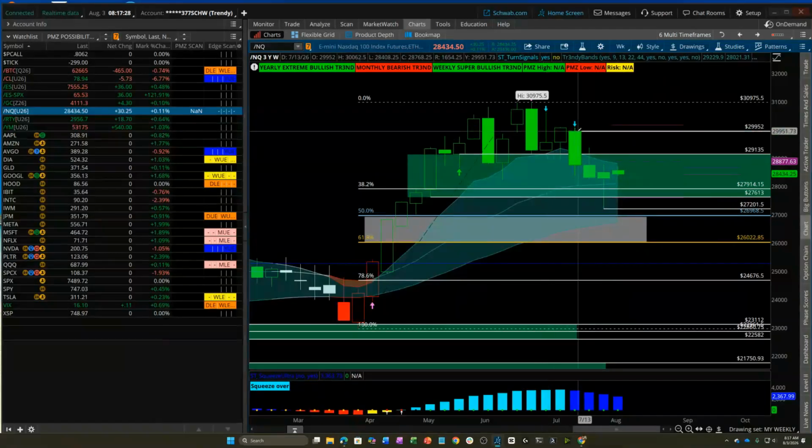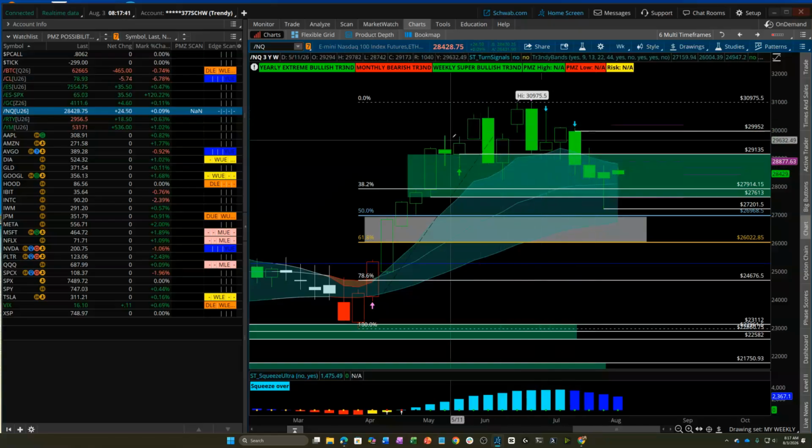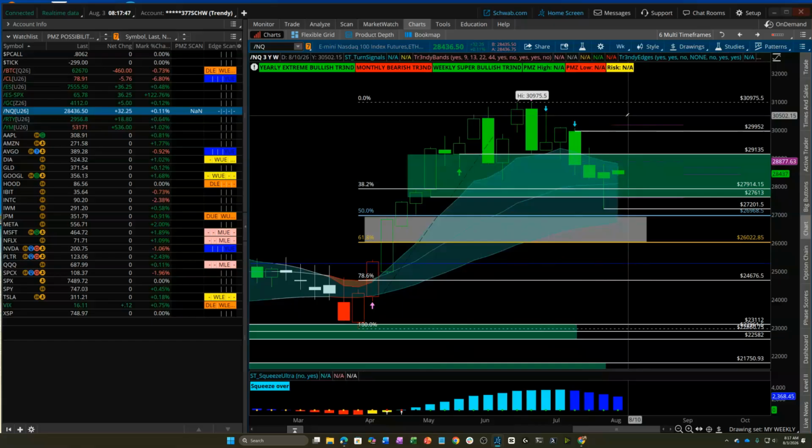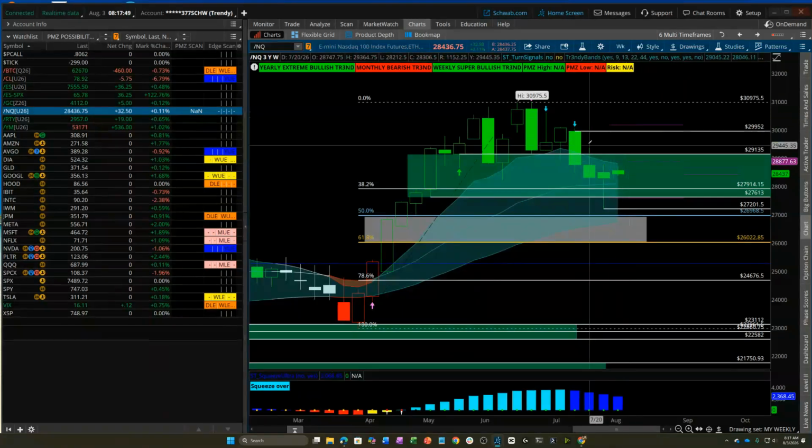Notice that I do have a level here at 29,952, where we did create a double inside and down right into demand. So basically, it's very, very choppy, but the NASDAQ is relatively weaker than the Dow, and that is important to watch if you're trading the big tech names.